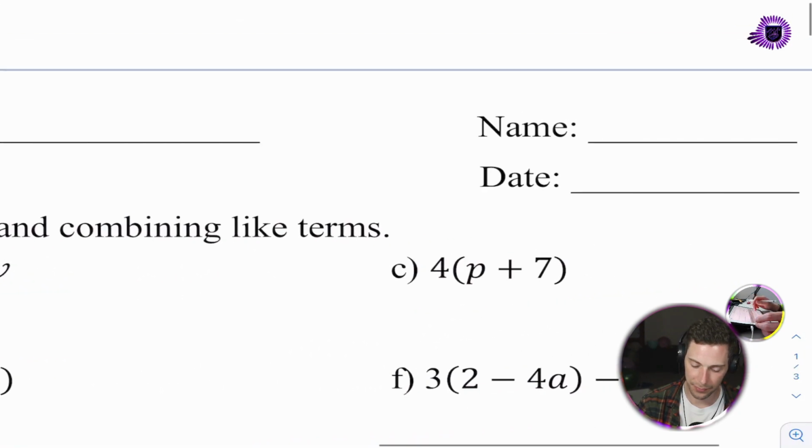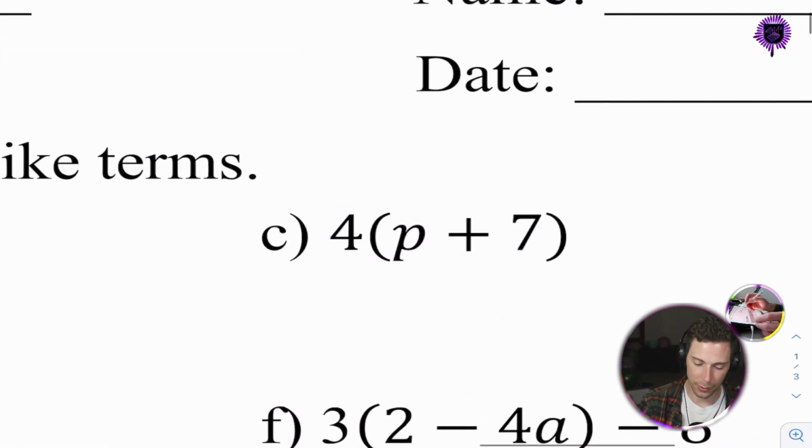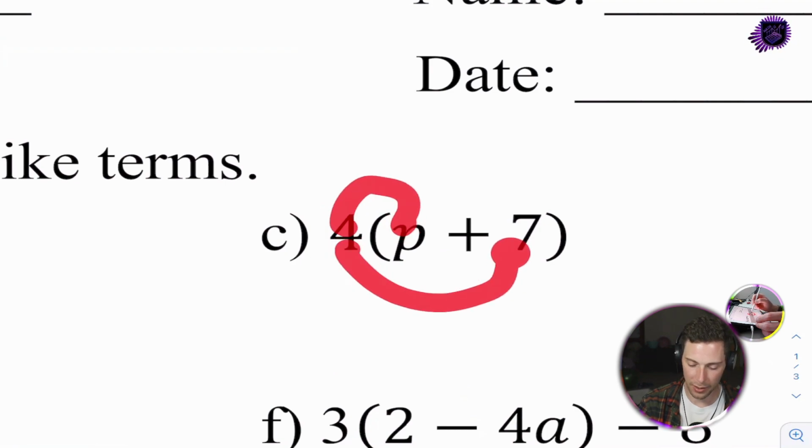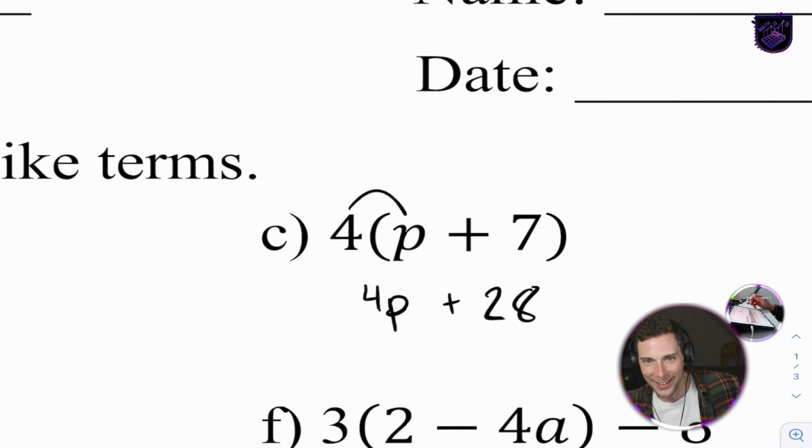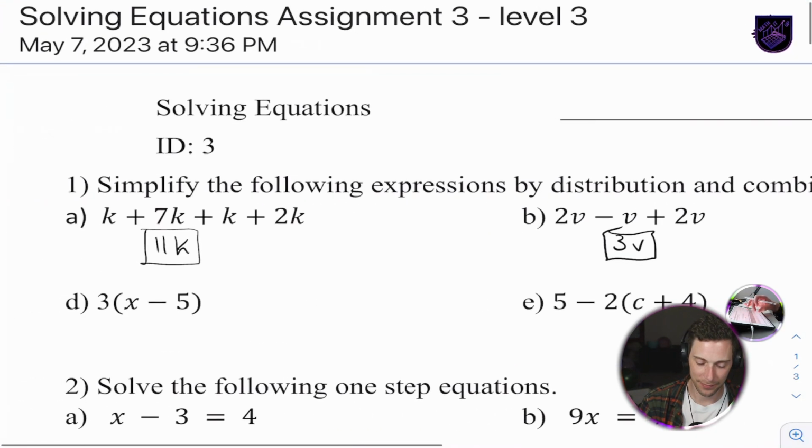solve equations. Distribution. So we're going to first multiply 4 times p and 4 times 7. 4 times p is going to be 4p. That's not a p. 4p. And we're going to add 7 times 4, which is 28. All right. 4p plus 28 is the simplified version of this expression.